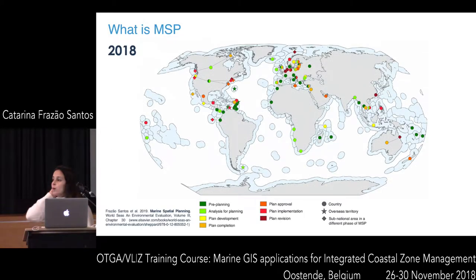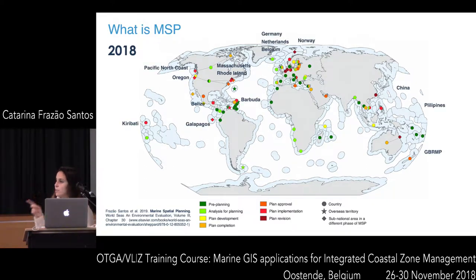And this is what the spread of MSP looked like in the beginning of this year. As you can see, not all the processes are in the same stage of development. The majority, about 70% of them, are still in early stages, not yet approved. But 22 countries already have MSP in place. And these are some of them.